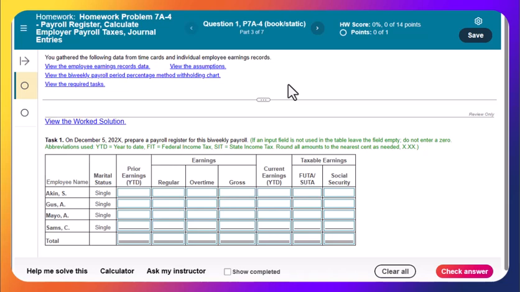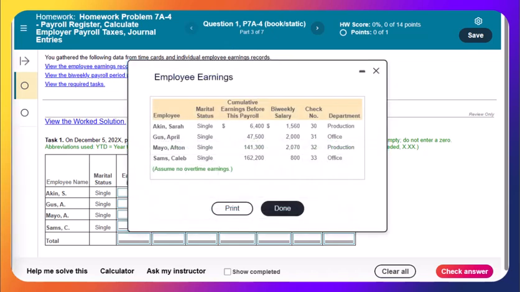Problem 7A-4. This is a good summary problem. We will complete a payroll register, calculate the employer payroll taxes, and then do our journal transactions. So it says you gather the following data from these time cards in individual employee earning records. We've got data for these 4 employees here.